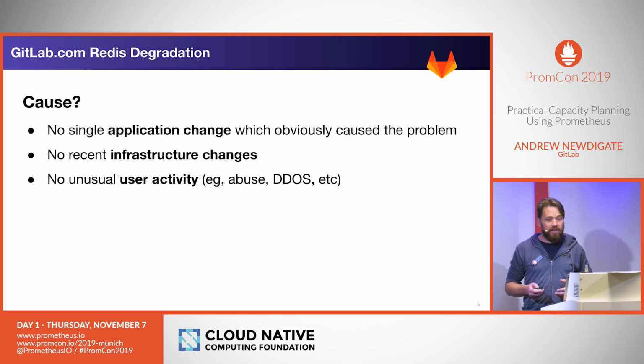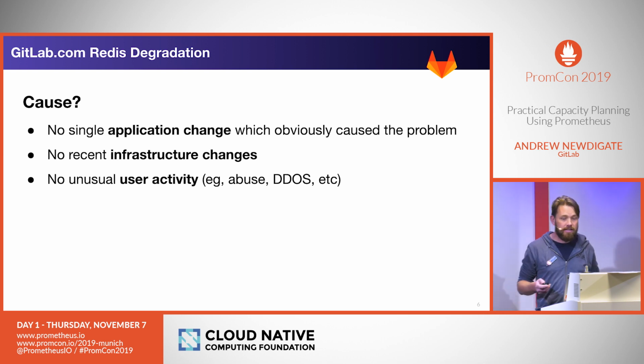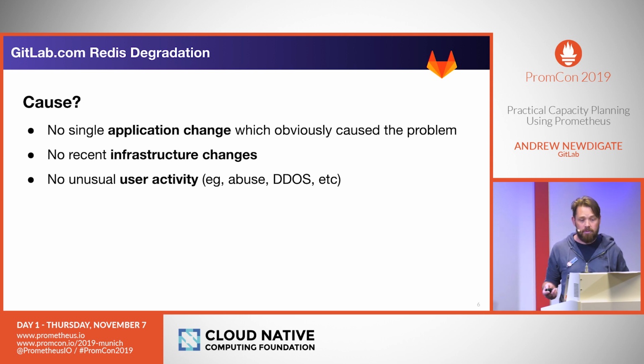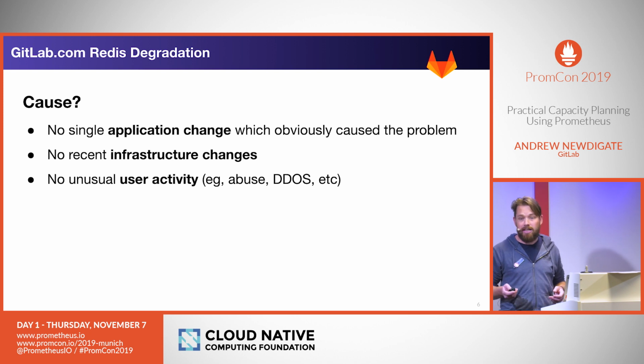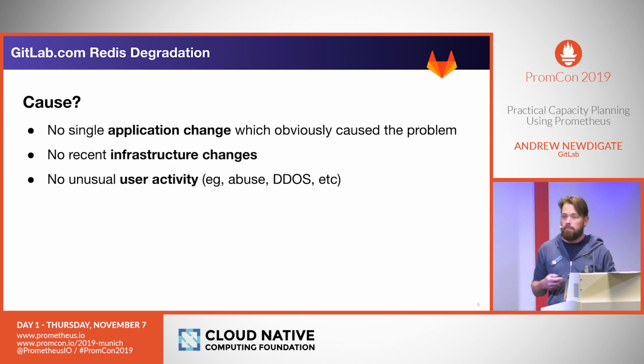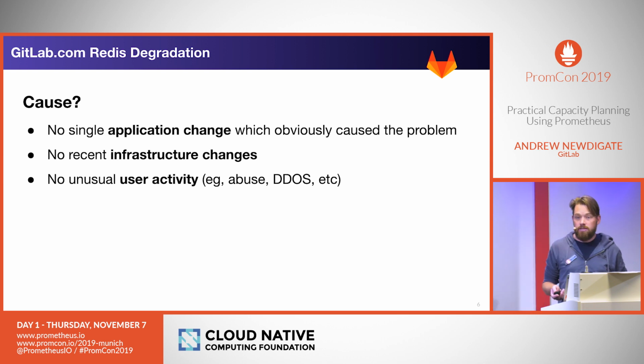So we needed to figure out why this Redis instance had suddenly started acting up and causing us so many problems. We went through the checklist of all the usual suspects. Obviously, the first one we always look at is, was it an application change? Had some bad piece of code been deployed and was now hurting us? It didn't seem that way. The second thing was, had we changed our infrastructure? And again, everything had been the same for ages.